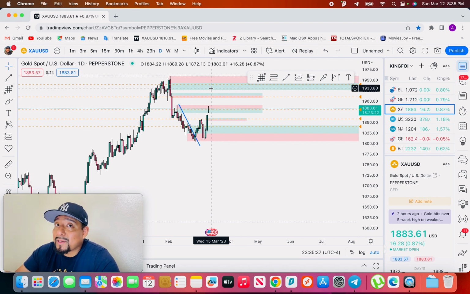We already saw the setups on gold that I have. I'm going to share these setups on my TradingView. You can also follow me on TradingView.